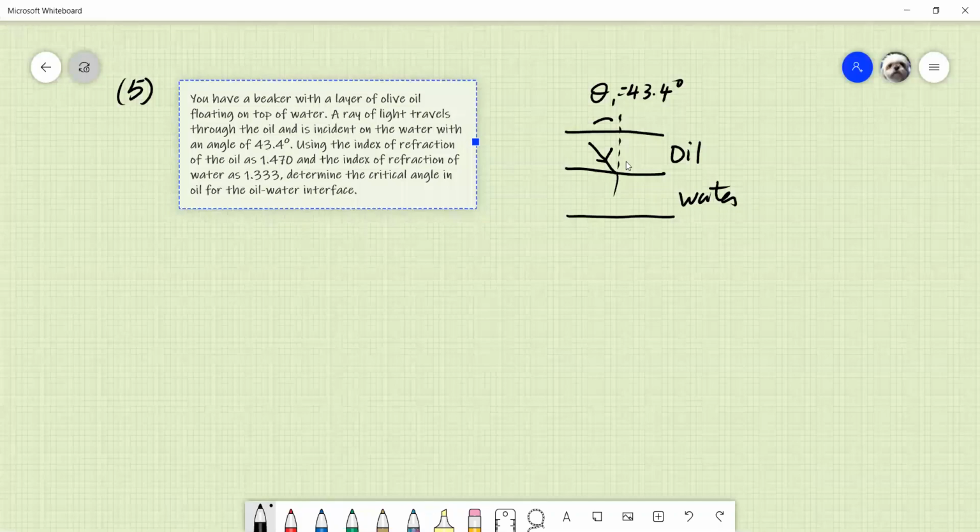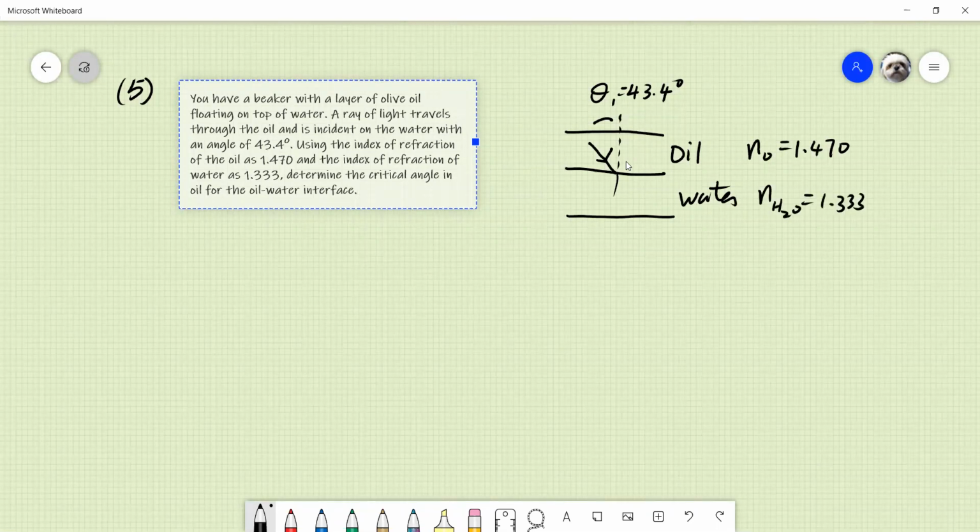Using the refractive index, the oil is 1.470 and the water is 1.33, right? So we want to determine the critical angle. Now remember the critical angle, right?